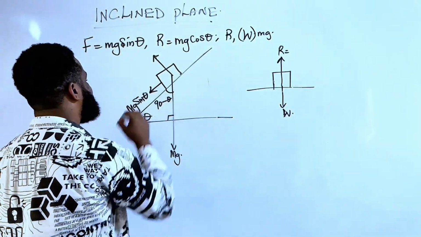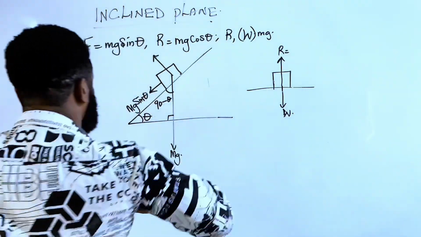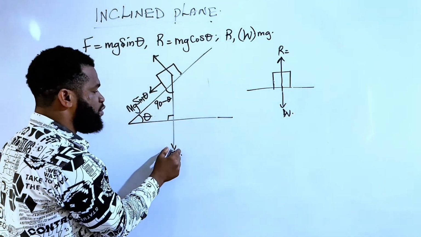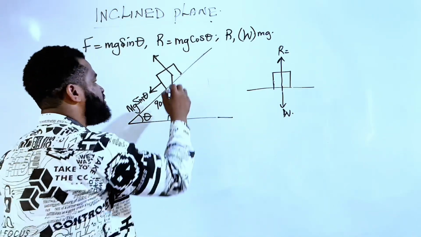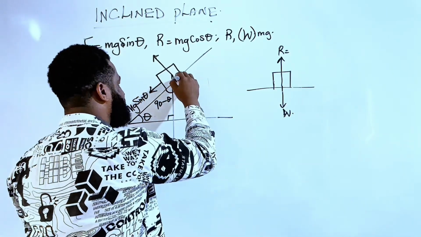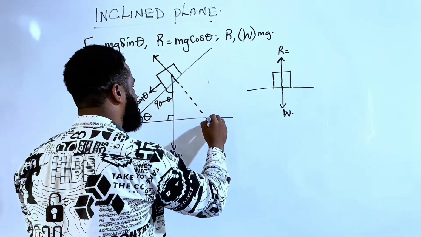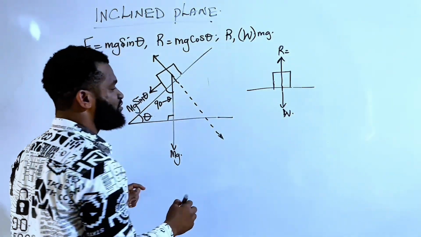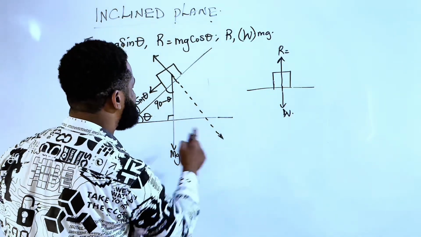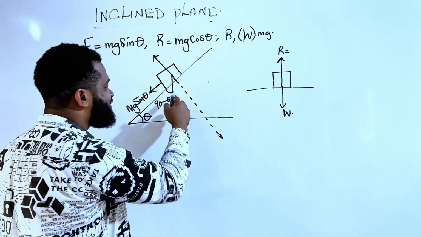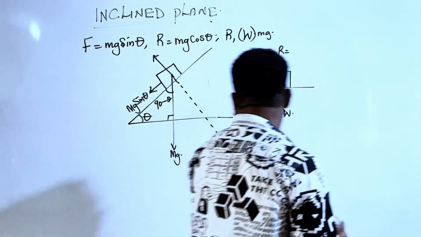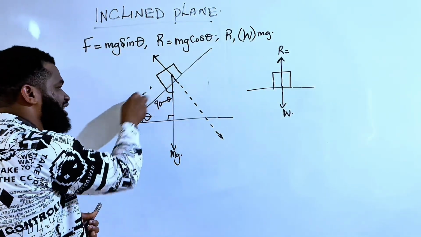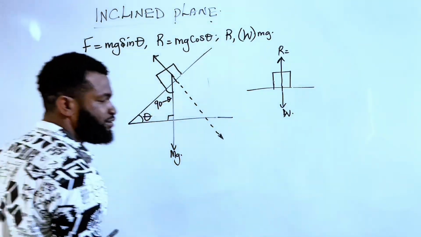sine theta. Because I have resolved this weight, which is inclined at an angle. I'm going to show you the angle. There is a vertical component as well here. Let me use a dotted line. Let me keep it for proper illustration and analysis of this question.